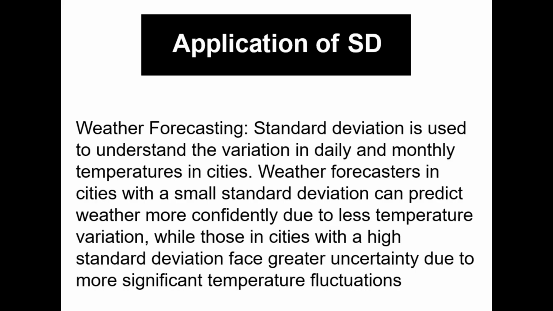An application of the standard deviation is weather forecasting. The standard deviation is used to understand the variation in daily and monthly temperatures in cities. Weather forecasters in cities with a small standard deviation can predict weather more confidently due to less temperature variation, while those in cities with a high standard deviation face greater uncertainty due to more significant temperature fluctuations.